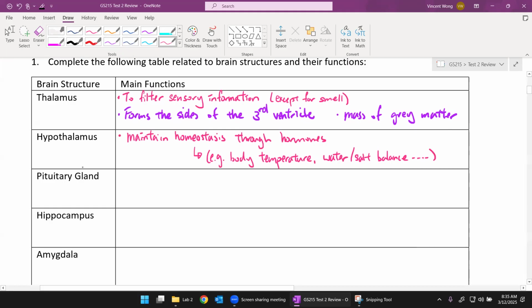And the hypothalamus and the pituitary gland actually work very closely together, and also through hormonal regulation, they help maintain homeostasis. So these two, for now, you can think of as the same function. Okay.